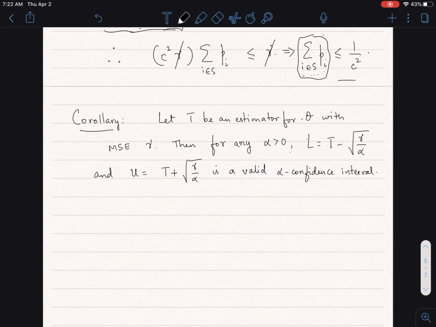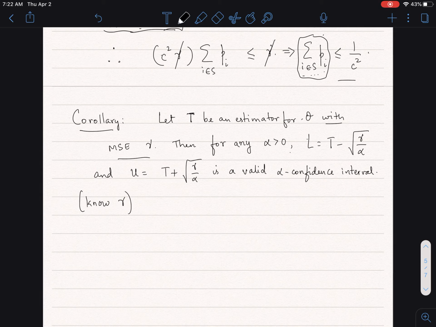So Chebychev's inequality has the following corollary for estimators. This corollary relates Chebychev's inequality to confidence intervals. Suppose you have T, which is an estimator for a parameter theta, and suppose it has a mean squared error of gamma, and we are assuming that we know this gamma for now.